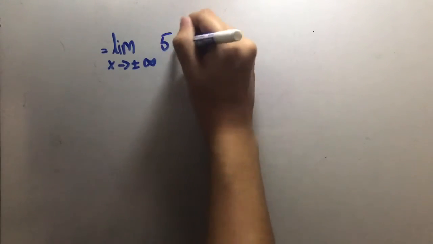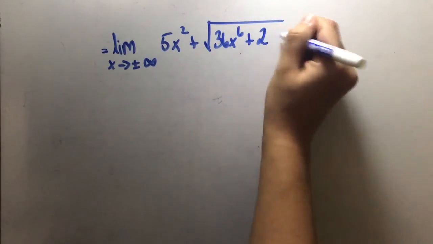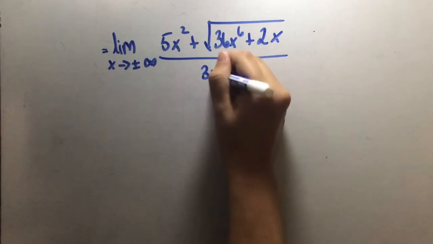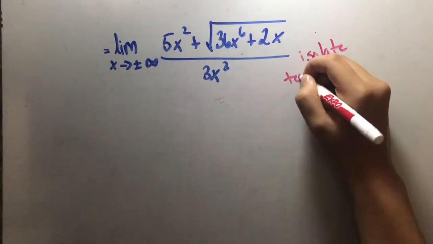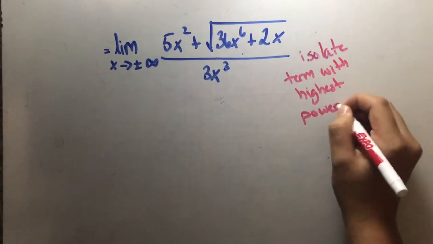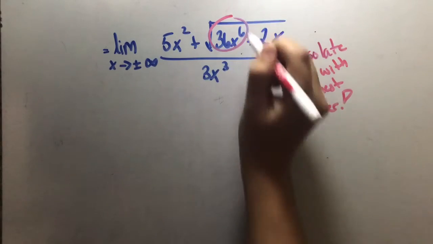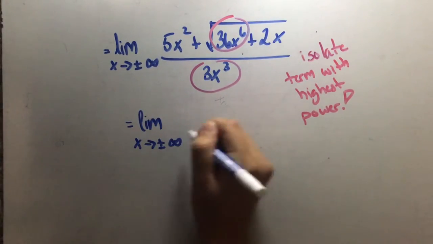So we start off with our function 5x squared plus the square root of 36x to the power of 6 plus 2x all over 3x cubed. In order to solve this, we are going to have to isolate the terms with the highest power on the numerator and the denominator, which in this case will be the square root of 36x to the power of 6 and 3x cubed.